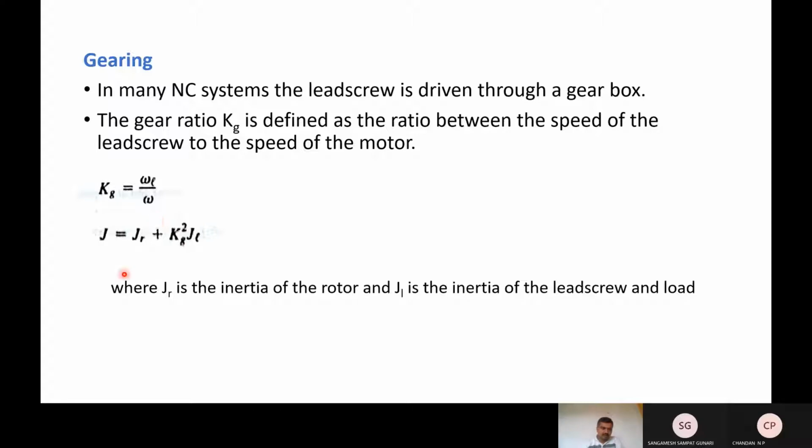And then if you want to find the moment of inertia J, for that also there is an equation. J is equal to Jr plus kg square JL, where Jr is the inertia of the rotor and JL is the inertia of the lead screw. This is required to know. So what is the moment of inertia? For the lead screw and shaft of the motor, which are coupled together, in order to find the overall moment of inertia, you can make use of this equation.